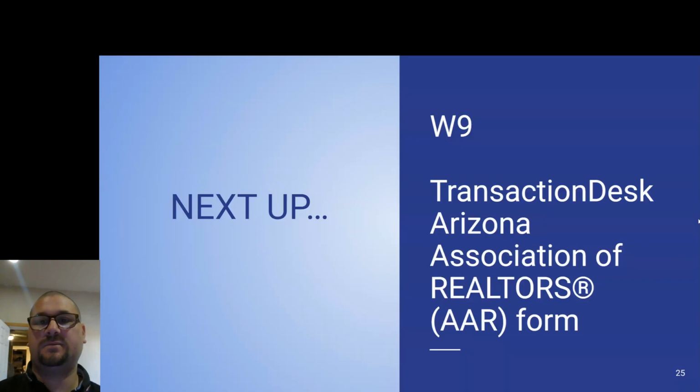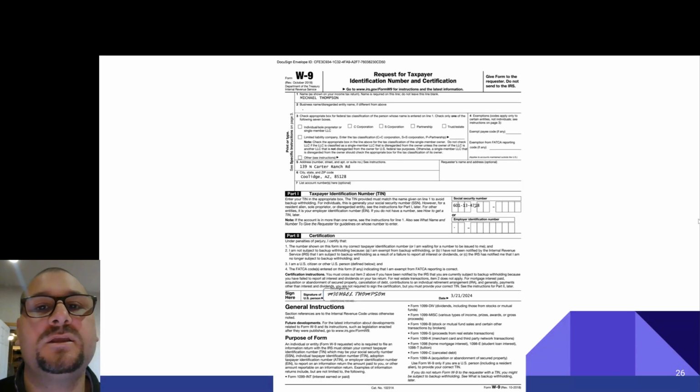Okay, next up we'll talk about the W-9, right? The realtor fills out the W-9, gives it to the broker, and the broker gives back a 1099 form at the end of the year saying how much money was generated. Here's the W-9. It is a request for taxpayer identification number and certification. So anytime, as a broker, you have like 10 realtors, you need to give all 10 a W-9 form that they need to fill out.